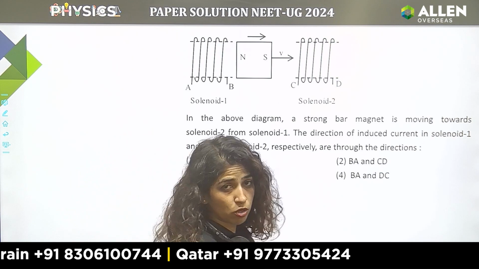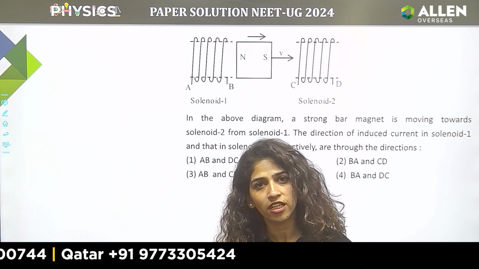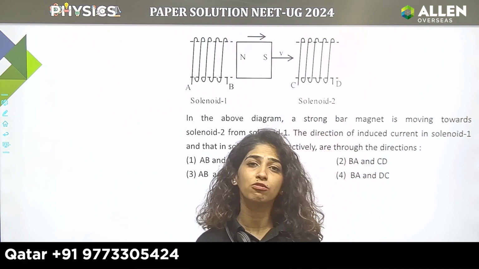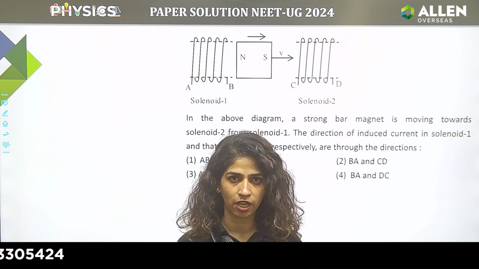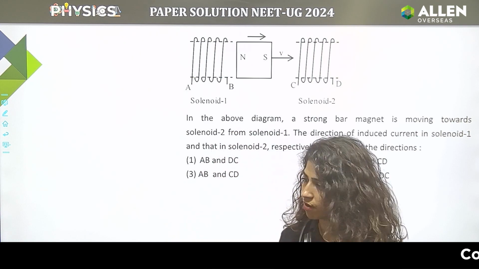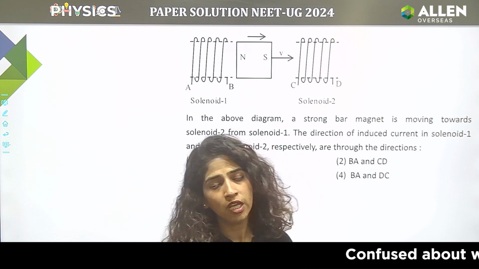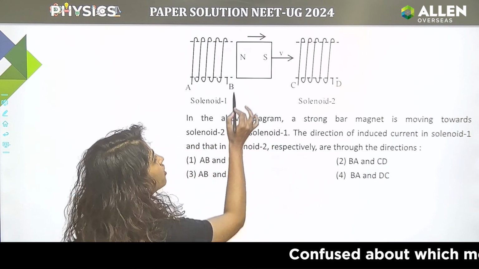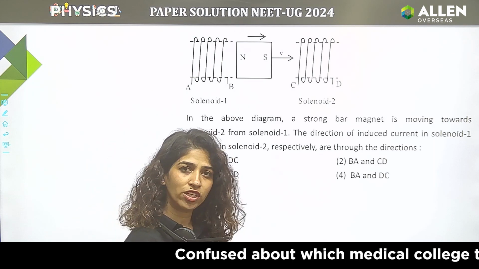The concept on which it is based is Lenz's law. What does Lenz's law say? Lenz's law says that the direction of induced EMF is such that it opposes the cause which is producing it. Now, what's the cause in this question? The cause is the motion of the magnet. Now, we'll have to look at the question one by one.